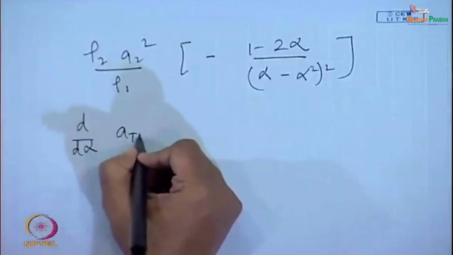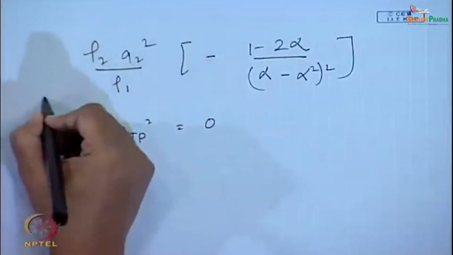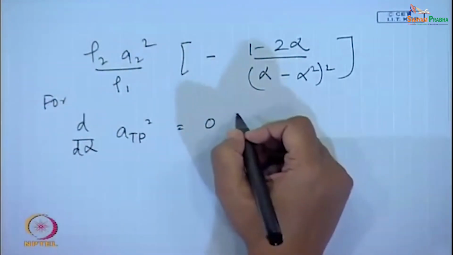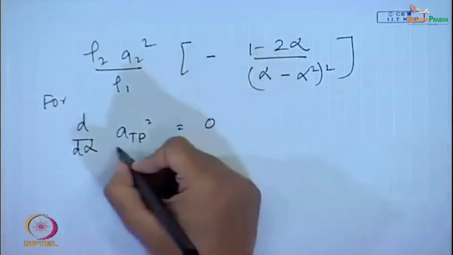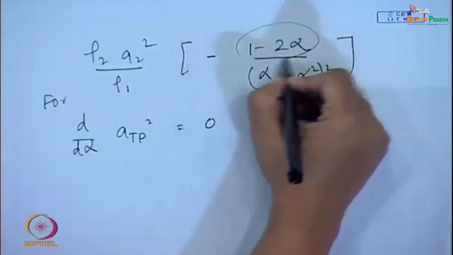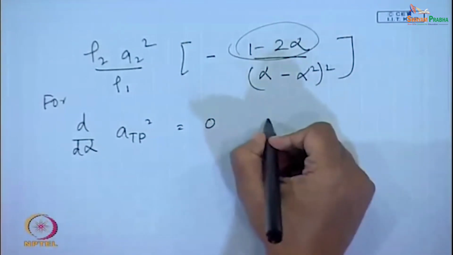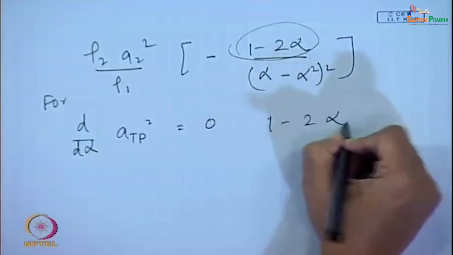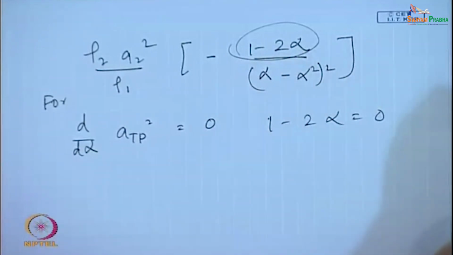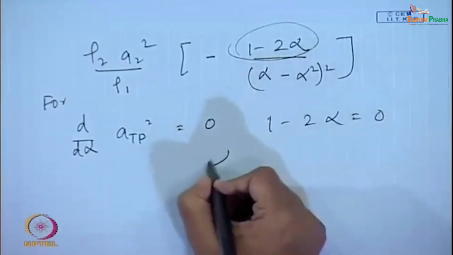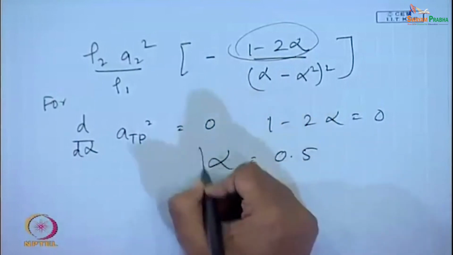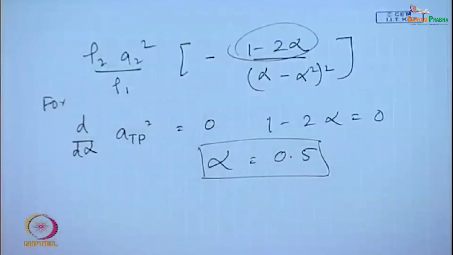So, therefore, if I have d ATP square by d alpha equal to 0, for this particular case, what do I need? This can be equal to 0 only when this term equals 0. Agreed? Or in other words, 1 minus 2 alpha equals 0. And what does it give you? Alpha equals 0.5. So, from this, what do we get?